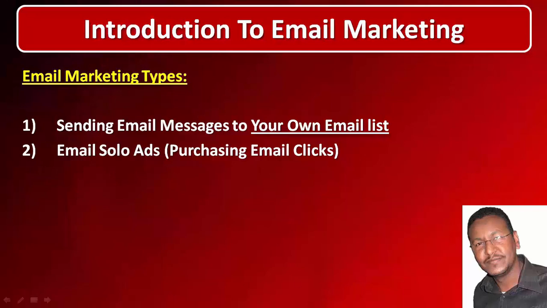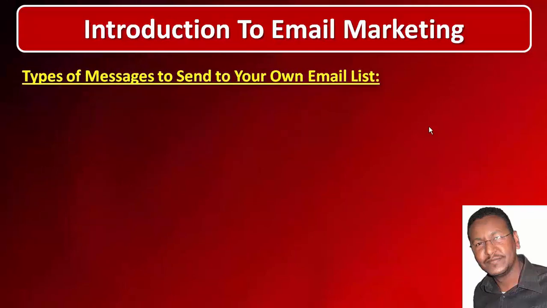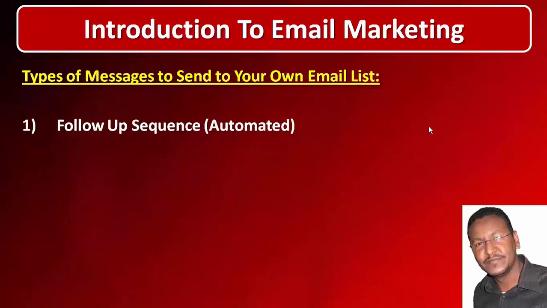Now we are going to talk about the first type, which is doing email marketing by sending messages to your own email list. Also, there are two types of email messages that you will be able to send to your own email list. The first type is the follow-up sequence, which is an automated series of messages that you can set up in advance, and when anybody subscribes to your email list by visiting any one of your capture pages or funnels, they're going to be added to that follow-up sequence, and they're going to start receiving those messages in a specific sequence. So the first day, automatically the system will send them the first message, second day, second message, and so on. You can set up an unlimited number of follow-up messages in your autoresponder.